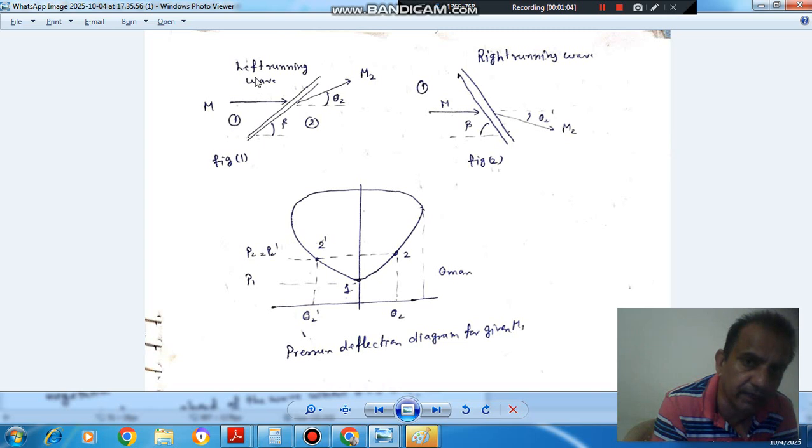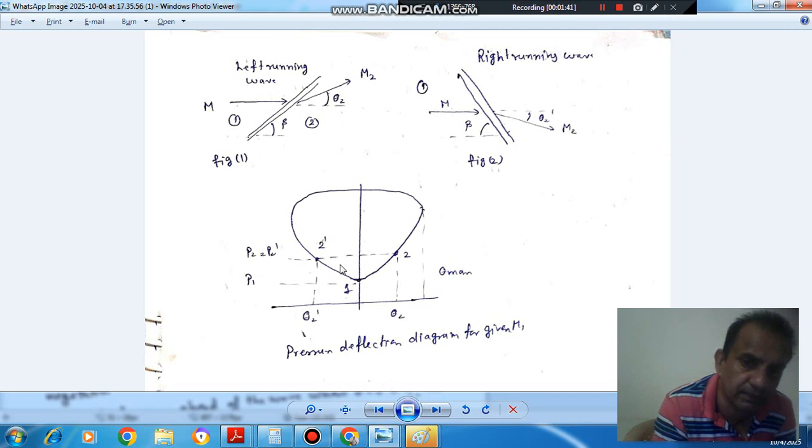This is called left running wave because if we stand on the wave, the flow will deflect towards the left. That's why it is called left running wave. And this is called right running wave because if we stand here, the flow will deflect to the right. Here the deflection angle is theta 2 and here also the deflection angle is theta 2 dash. Both are the same but in opposite directions.